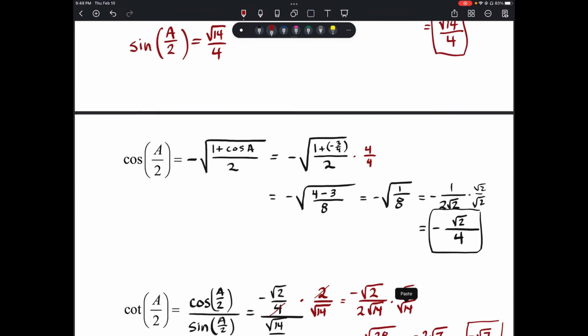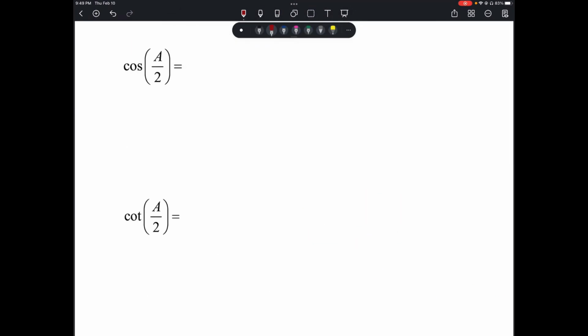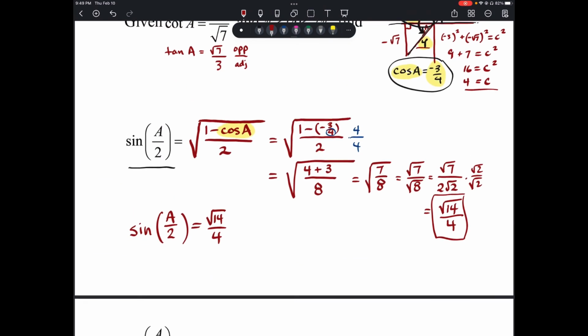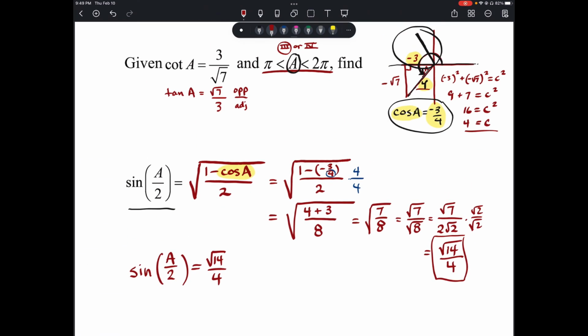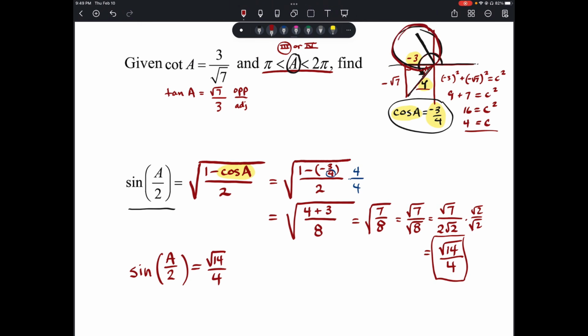Oops, I didn't clear this part out, so let me clear it out real quick. All right, so let's look at cosine of our half of angle A, right? So this one, again, we're using our half angle formula. Now let's think about where that half of that angle is. If half of that angle is up here in quadrant 2, that means its cosine is going to be a negative value, right? Because cosine's negative in quadrant 2.